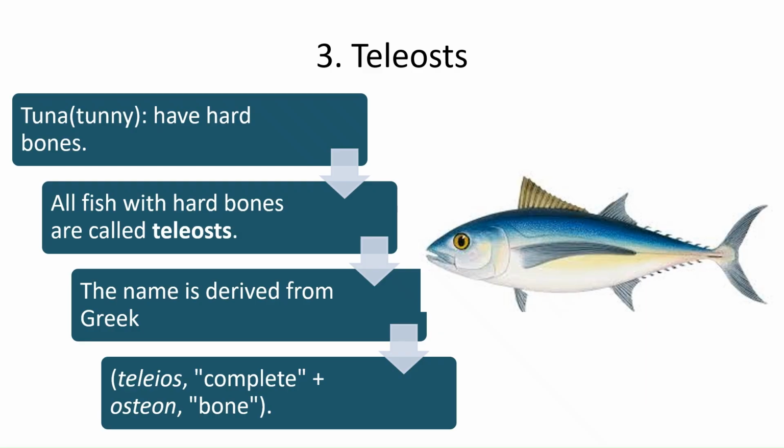Teleosts. Tuna, also called tunny, have hard bones. All fish with hard bones are called teleosts. The name is derived from Greek teleosis, meaning complete, and osteon, meaning bone.